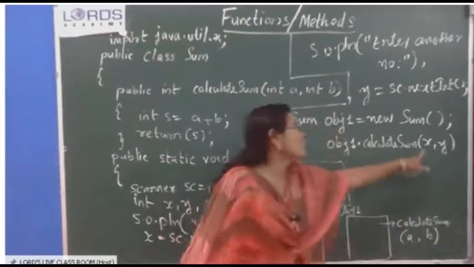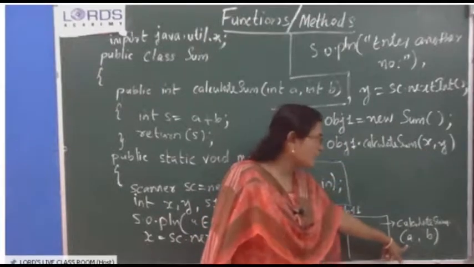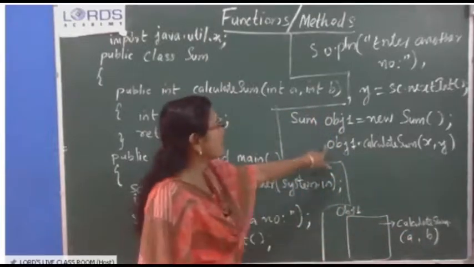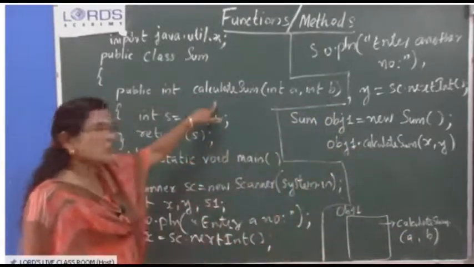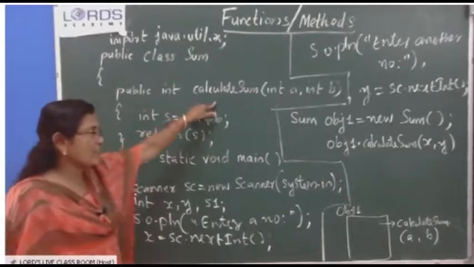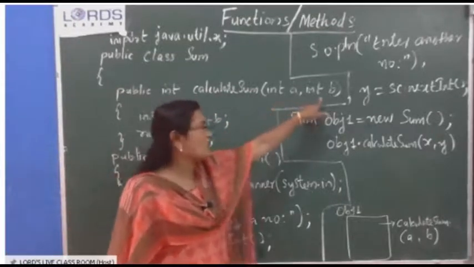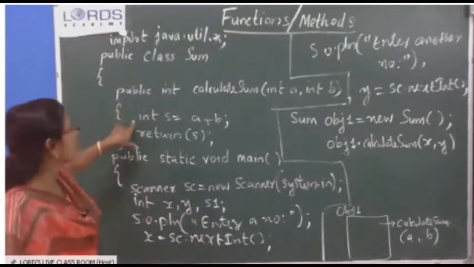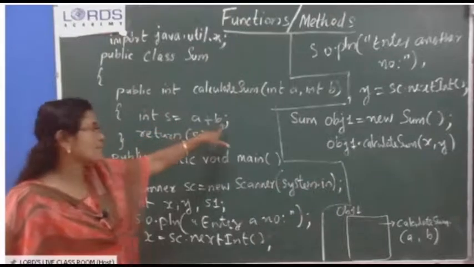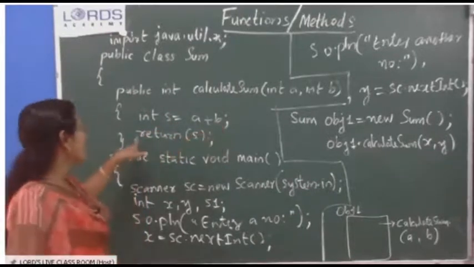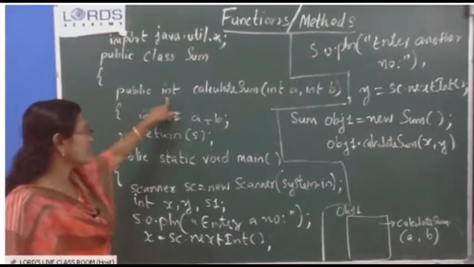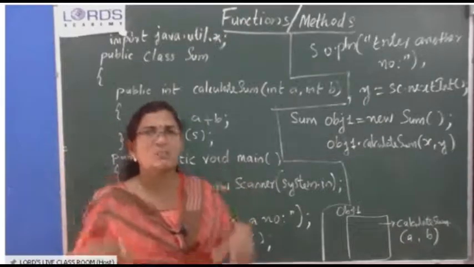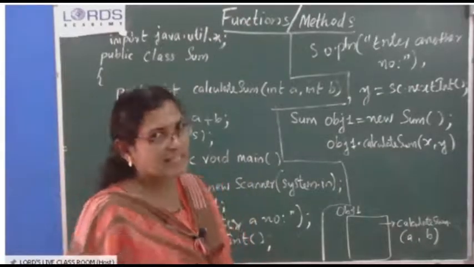A gets the value of x, the value of x will be copied to A, value of y will be copied to B. So, when this method is called, control goes to this function. Okay. A gets the value of x and B gets the value of y, and the body of the function will be executed. Int s equal to a plus b will be calculated, and then return s. See, its return value is integer type. This function accepts two values and returns the calculated result.